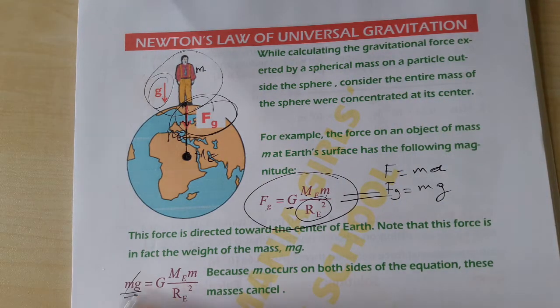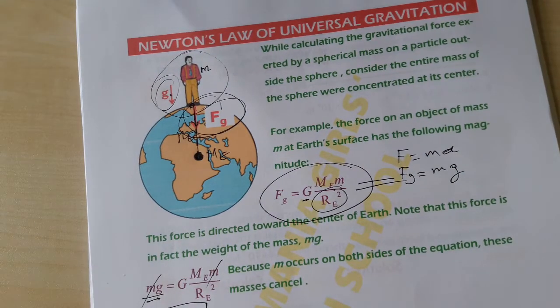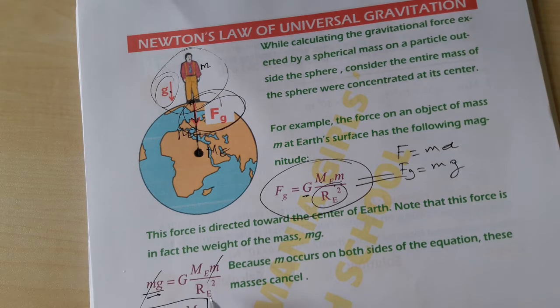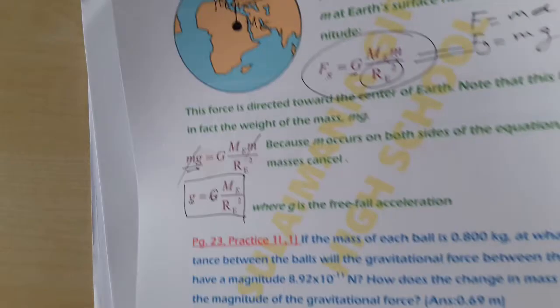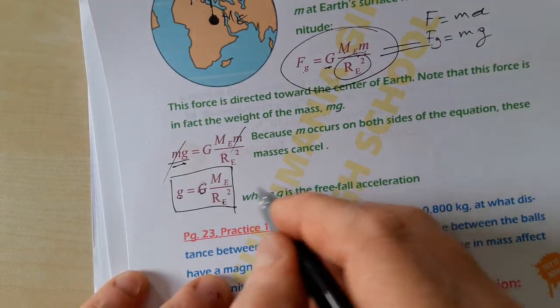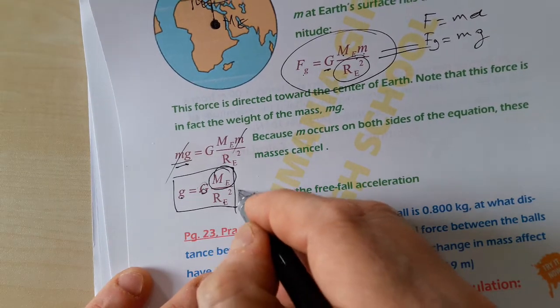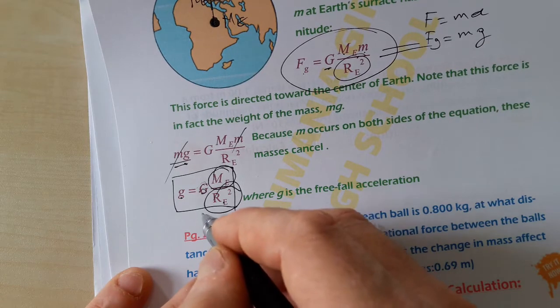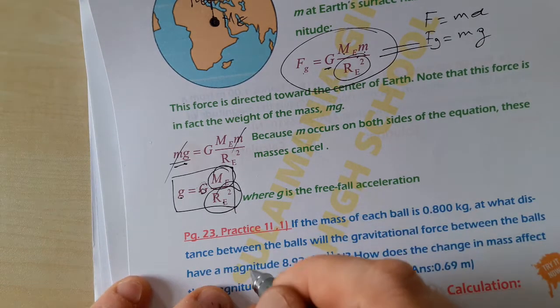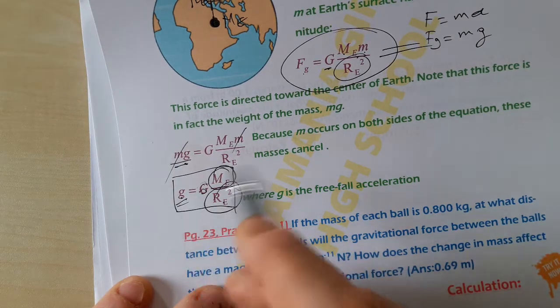So then if we simplify m, we can get an equation for calculating the gravitational acceleration on the surface of the Earth. g, the gravitational acceleration on the surface of the Earth, is equal to G, capital G, the universal gravitational constant, multiplied by the mass of the Earth divided by the radius of the Earth squared. As you see, the gravitational acceleration of a planet depends on its mass and on the square of its radius. So nothing else can determine the gravitational acceleration of a planet.